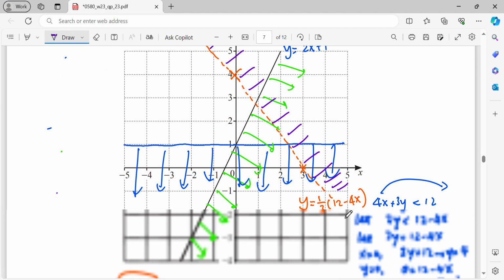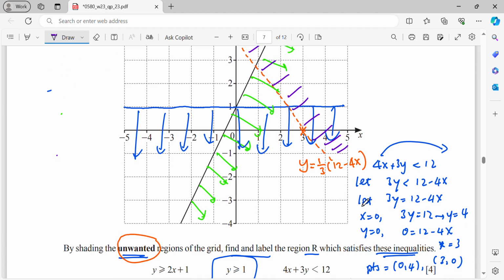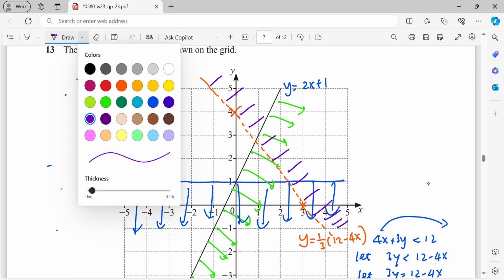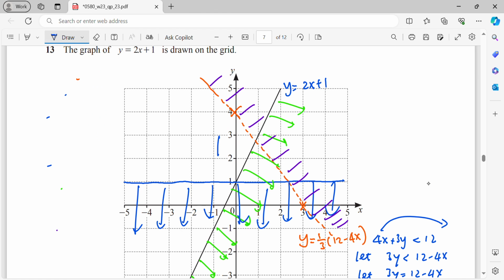So now obviously the wanted one, which is our wanted region R, will be just the blank region over here. So this is your region R.